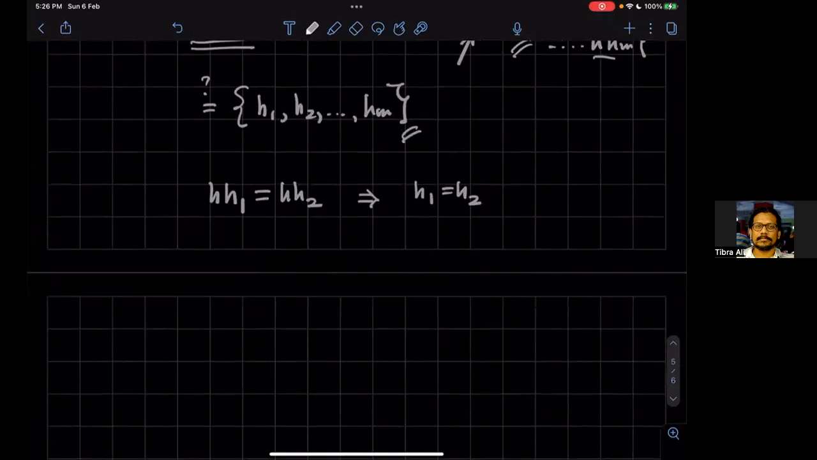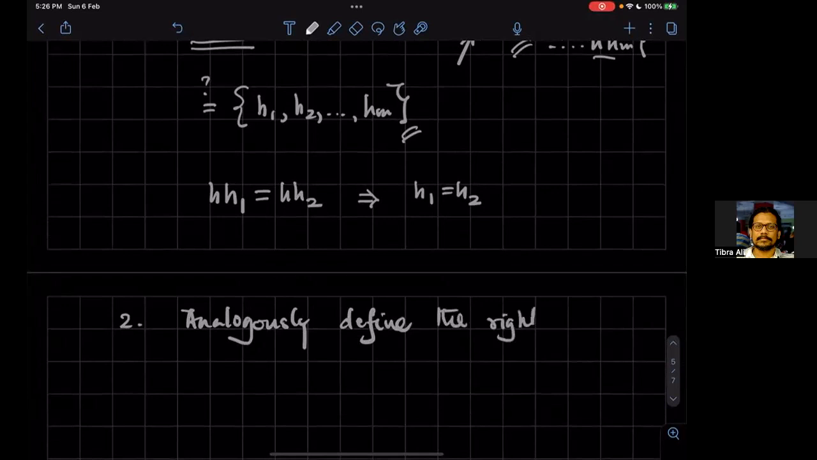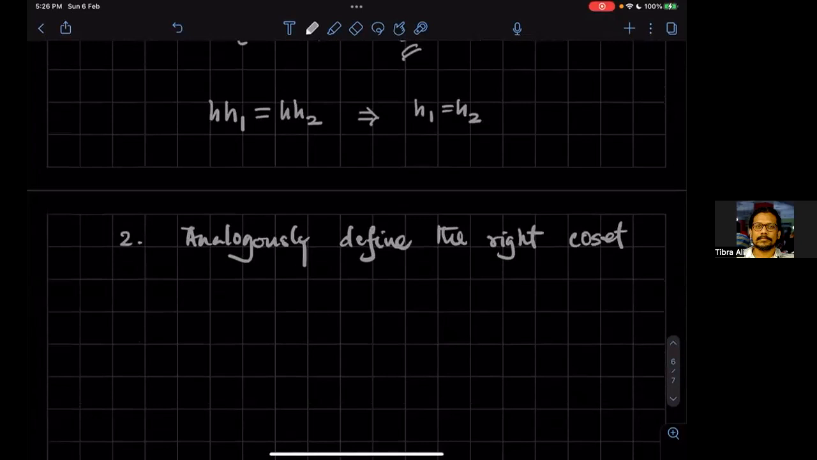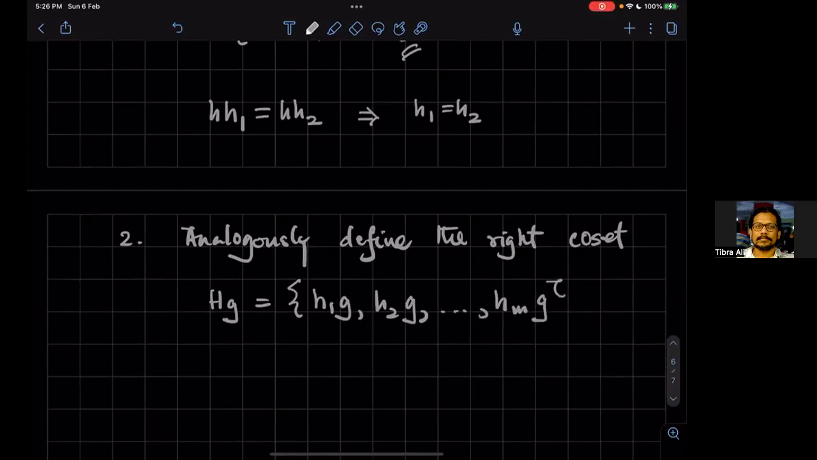Number 2 is that you can analogously define the right coset as Hg, say h1g, h2g, dot, dot, dot, hMg.